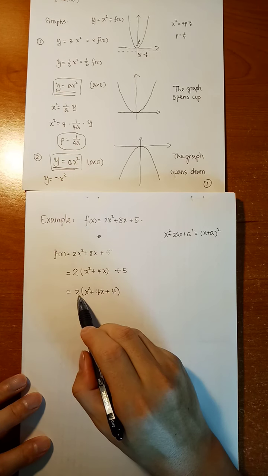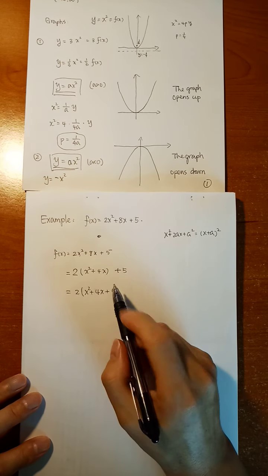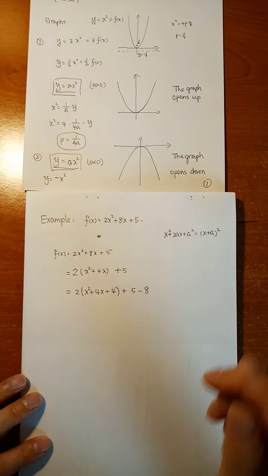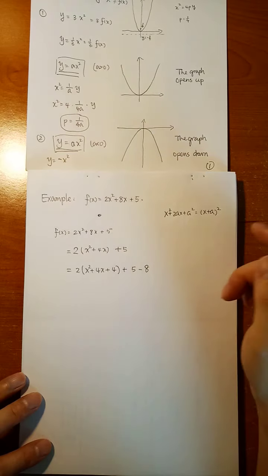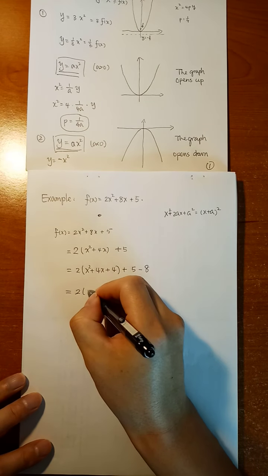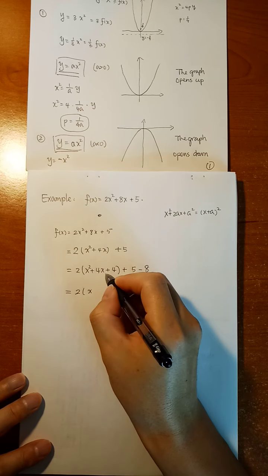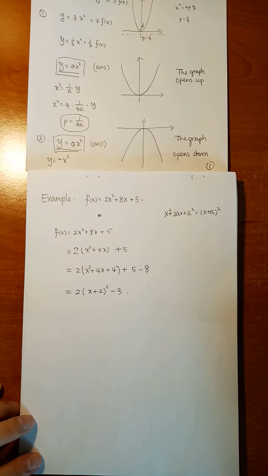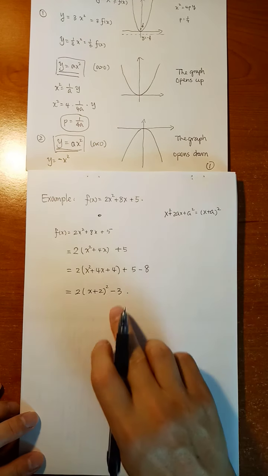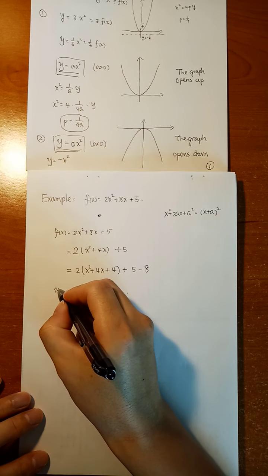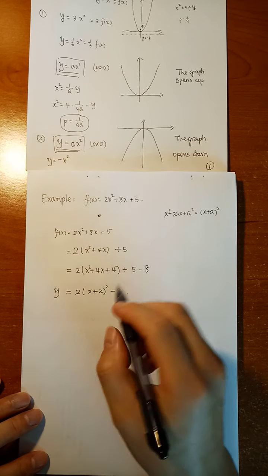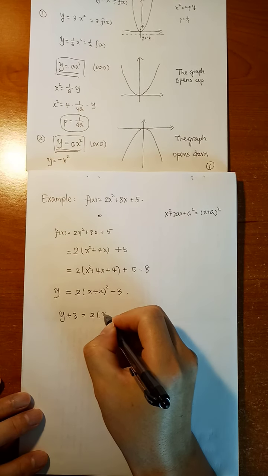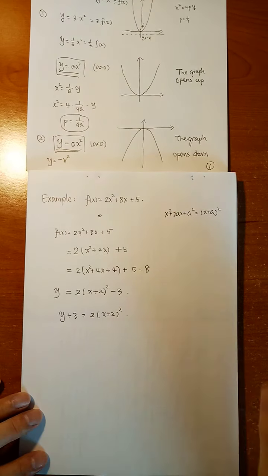When you put 4 here with the coefficient 2, you actually add 8. So you add 8, you subtract 8. Then this is still the same thing. And then you call this y equal to it. Then you move this negative 3 to the left side.